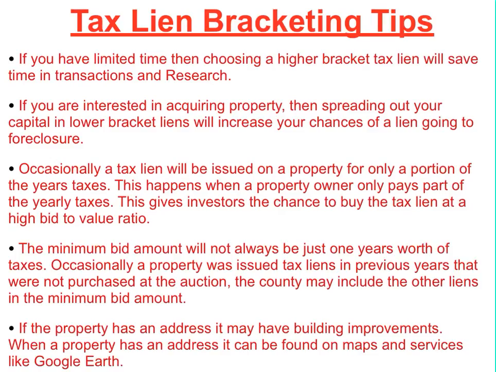So here are some tips. If you have limited time, then choosing a higher bracket is going to save you time in transaction and research. So, for Bob, purchasing one tax lien for $10,000 versus 10 tax liens for $1,000 a piece is going to save him a lot of time as far as research and purchasing.